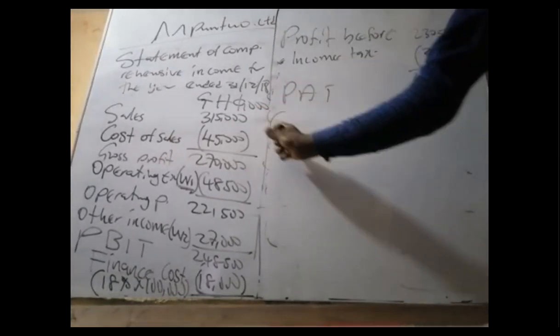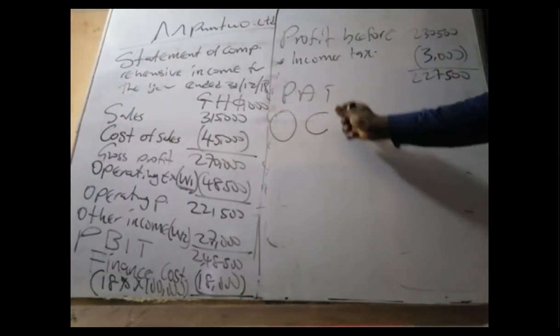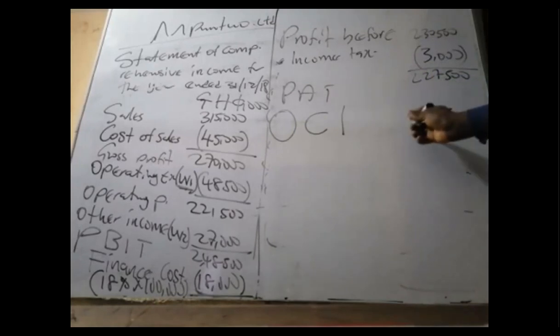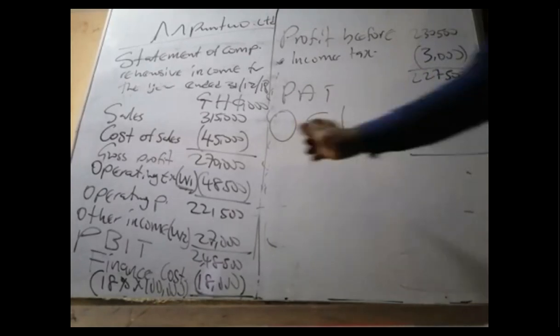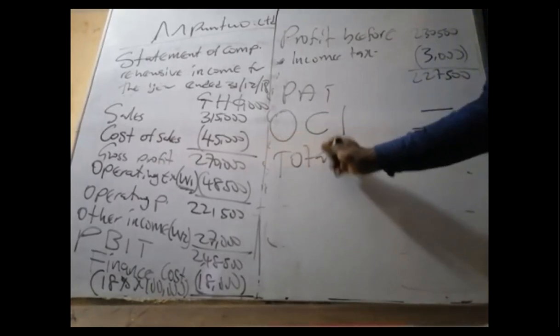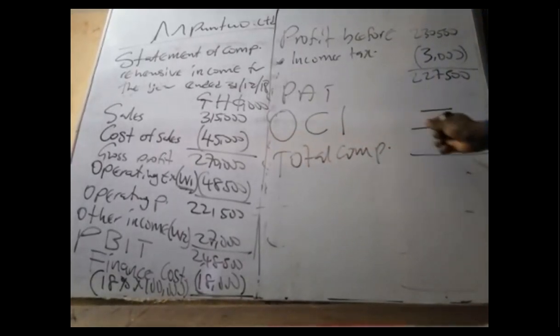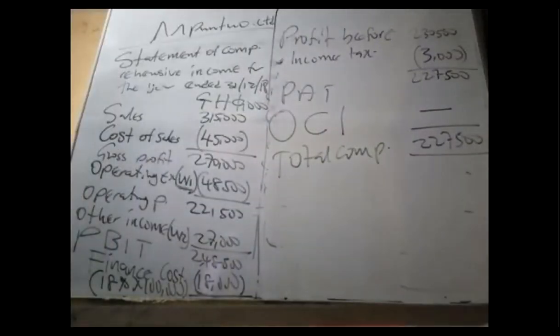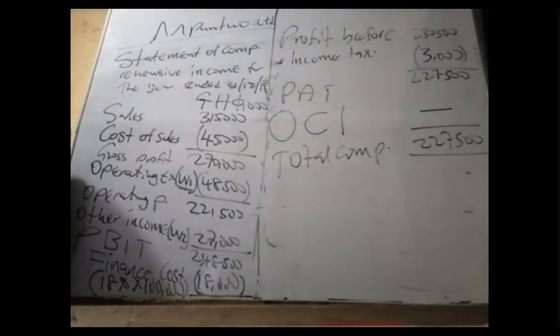Then the examiner wants other comprehensive income, OCI. Please, no shortcut. Because we are not touching anything in a footnote, that will be what? Dash. Then add everything, you get what we call total comprehensive income. It's still 227,500. Perfect. I will not do changes in equity. You will try changes in equity for me. I'll go straight to the financial position, and then we are done.